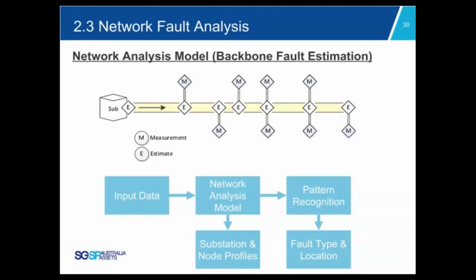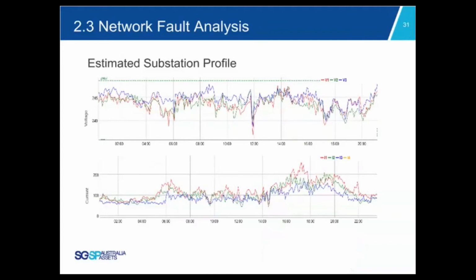In the network fault analysis model, once the customer supply phase is known, we perform nodal analysis using the network connectivity model, line impedance, and smart meter voltage and current to derive the backbone profile on the LV distribution circuit. Then a pattern recognition function is used to analyze and detect abnormal voltage and current patterns in the circuit. The fault type and its location can be identified. Here's the estimation of substation profiles, voltage and current in three-phase, shown in these two pictures.